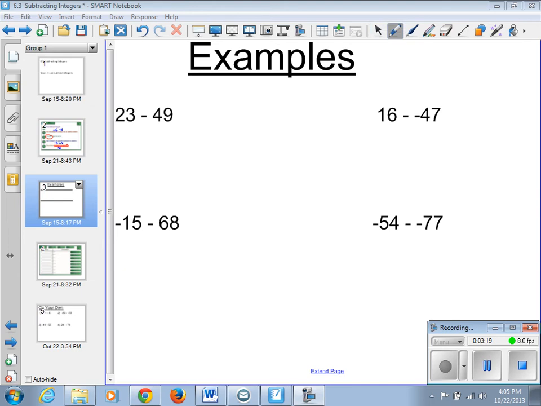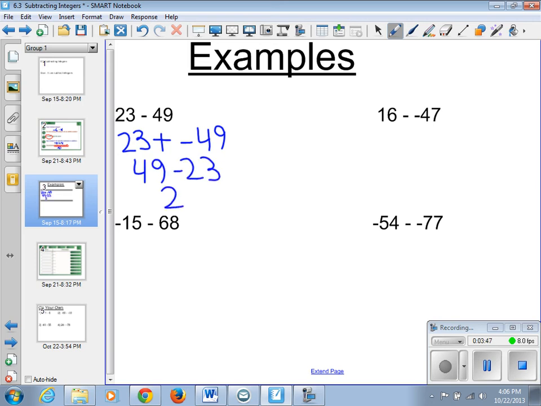First, we have 23 minus 49. Well, this turns into 23. First term stays the same. Subtraction becomes addition. Second term becomes its opposite. 23 plus -49. As we learned yesterday, different sign addition, we subtract the absolute values, 49 minus 23. We get 26, and we apply the sign of the number with the biggest absolute value, -49. So our answer is -26.